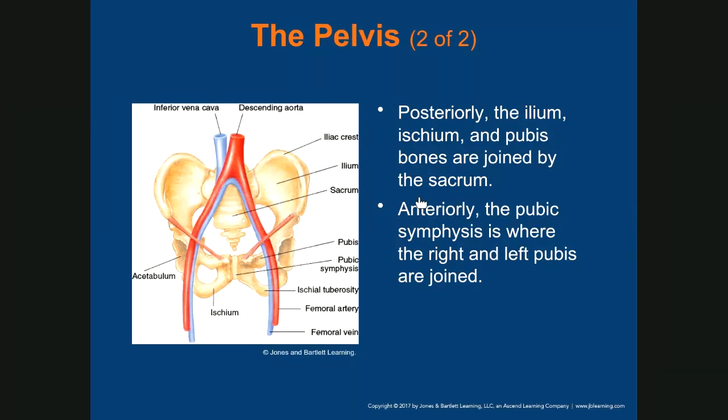Posteriorly, the ilium, ischium, and pubis bones are joined by the sacrum. Anteriorly, the pubic symphysis is where the right and left pubis are joined, and this is the pubic symphysis.